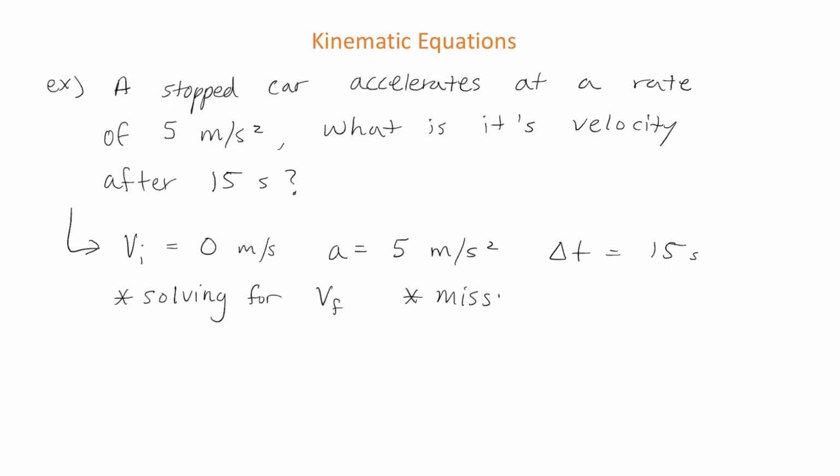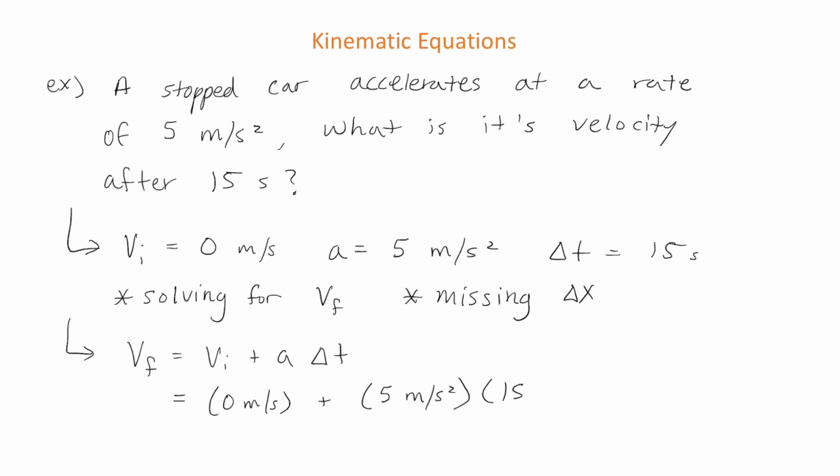And I hope you can see that we're missing delta x. Since we're missing delta x, we should use the Vf is equal to Vi plus A delta t kinematic equation. All we need to do is plug in our values, and we find that the final velocity is 75 meters per second.